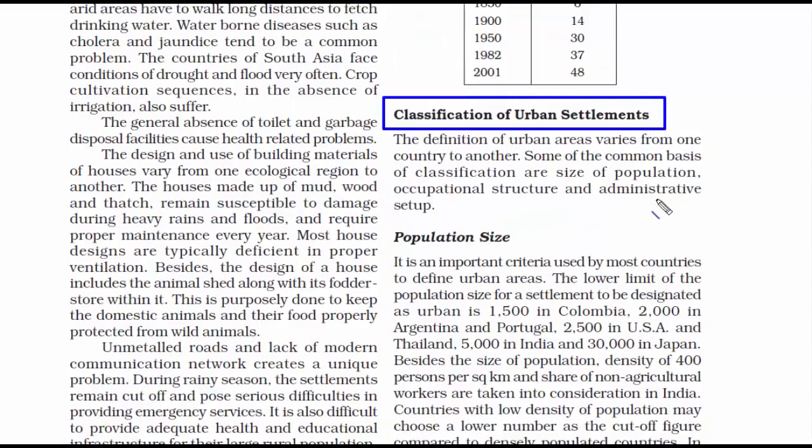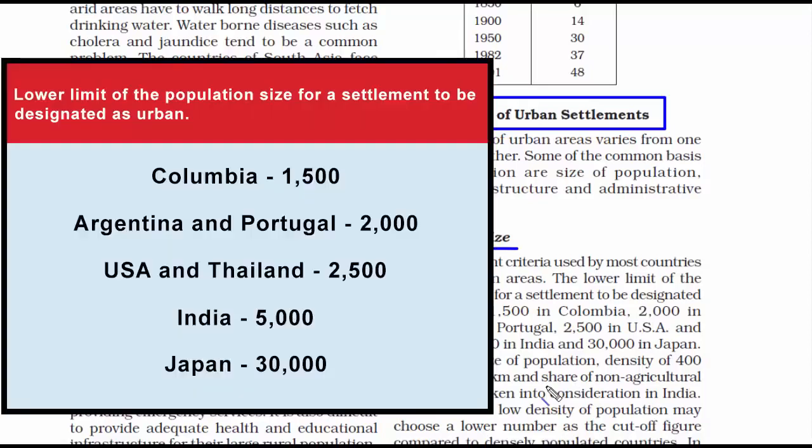Now we are going to read about classification of urban settlements. Again, there are subtopics in it, so we will look at each one of them. The first one is population size. Many countries use population size to define an area as urban area, or sometimes they even use population density as a tool to define an area as urban area. Have a look at this table.